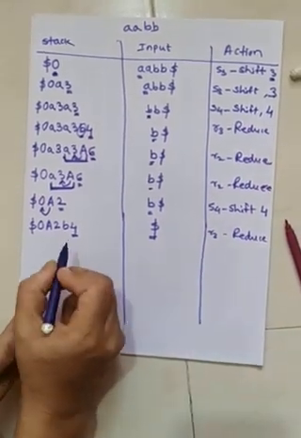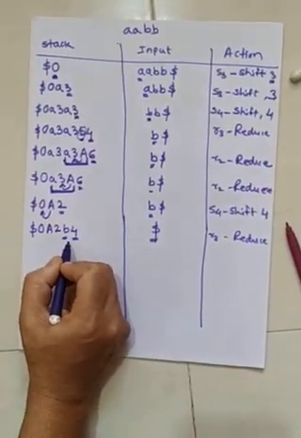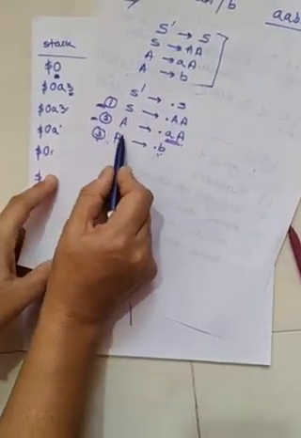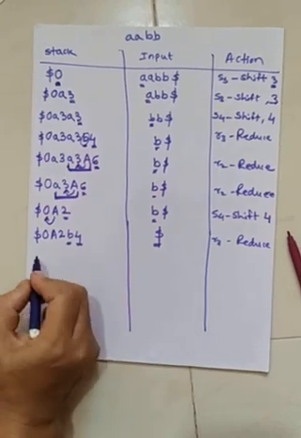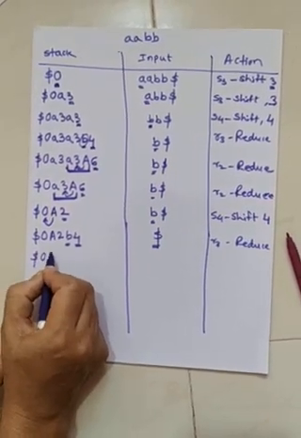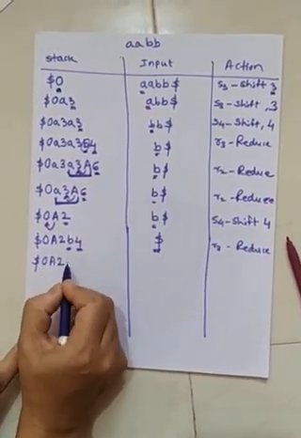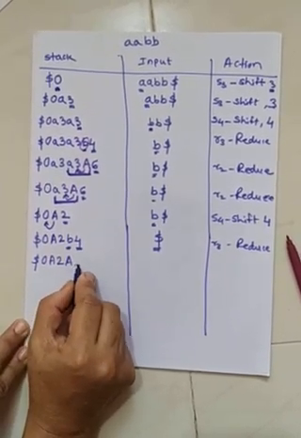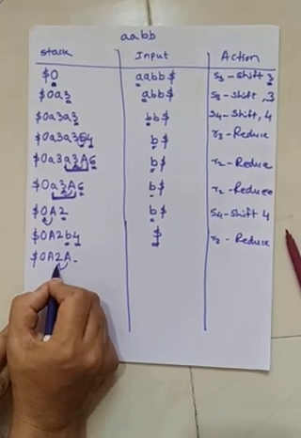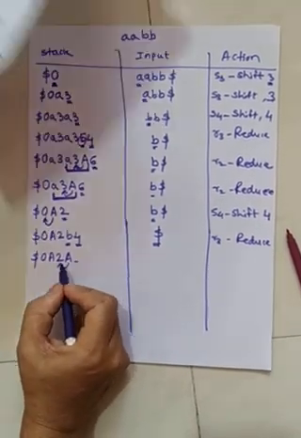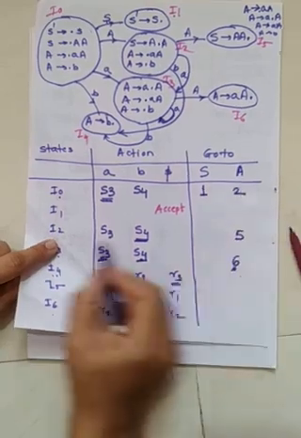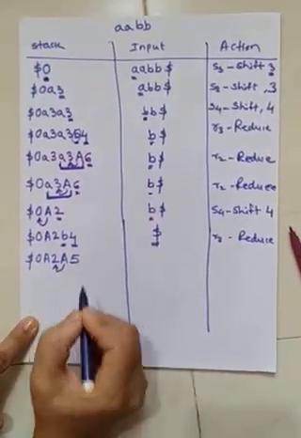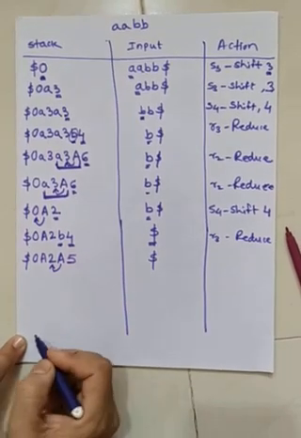So now again we have to reduce this B terminal, and as we see from the production, B can be replaced by the non-terminal A. So $0 A 2, this B is replaced by A. Now again we have to find number here. So looking into reverse manner, capital A into state 2. Capital A state 2 number is 5 here. So we write number 5 here. This $ will be as it is.